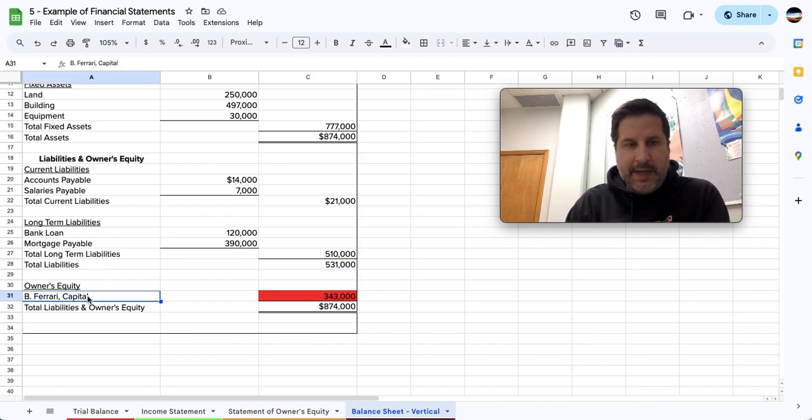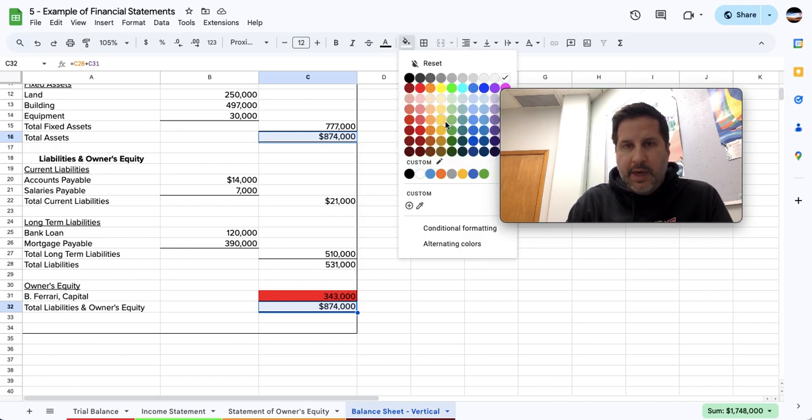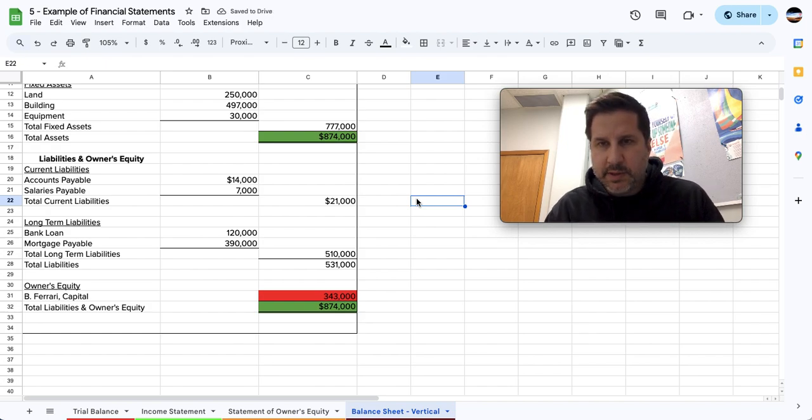And then we know that Mr. Ferrari has $343,000 in updated capital. We had to update that in order to show our business operations, and you will notice that we did it right, or we think we did it right. Most likely we did it right because we have our assets equaling our liabilities plus our owner's equity. So that's a quick review of your financial statements.